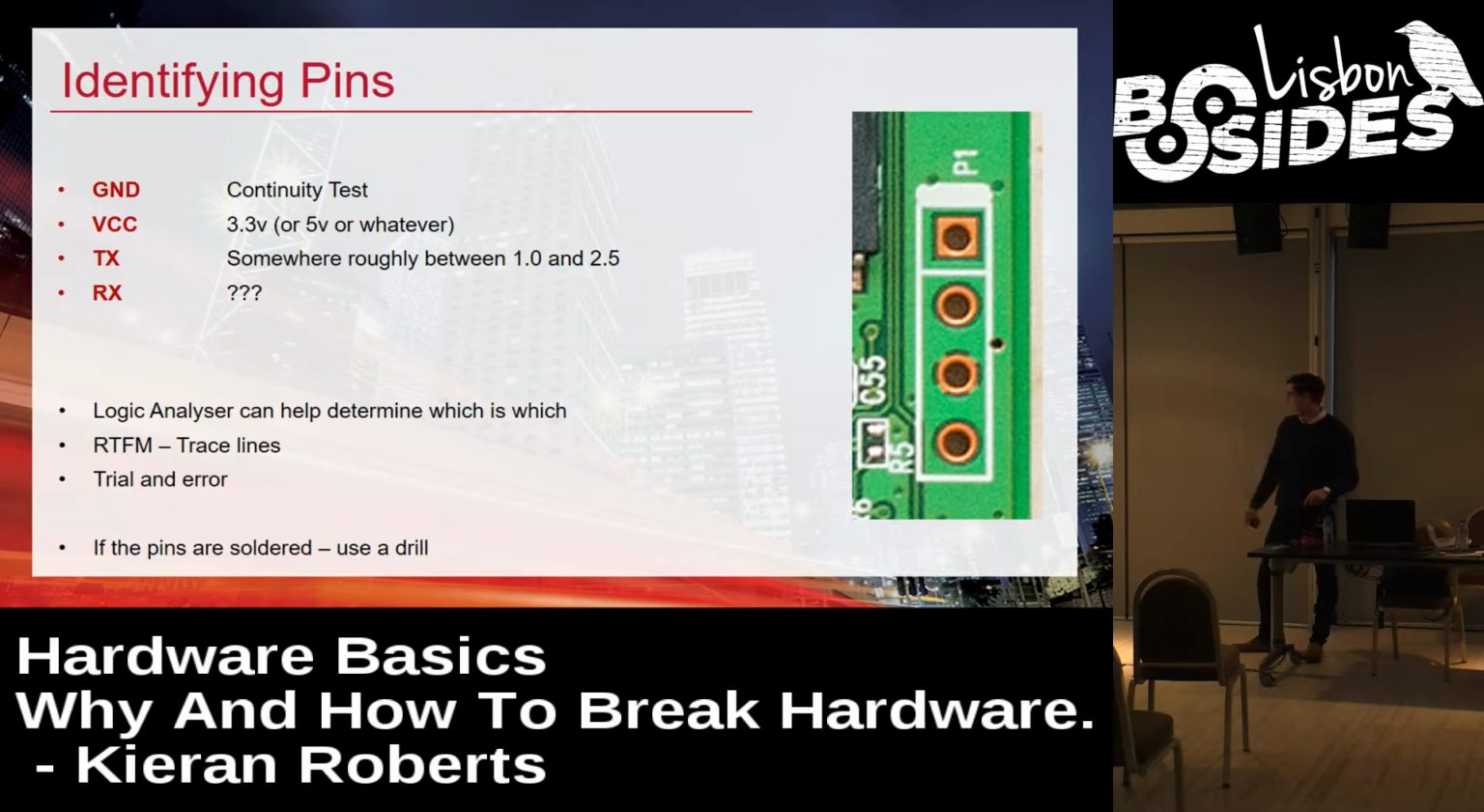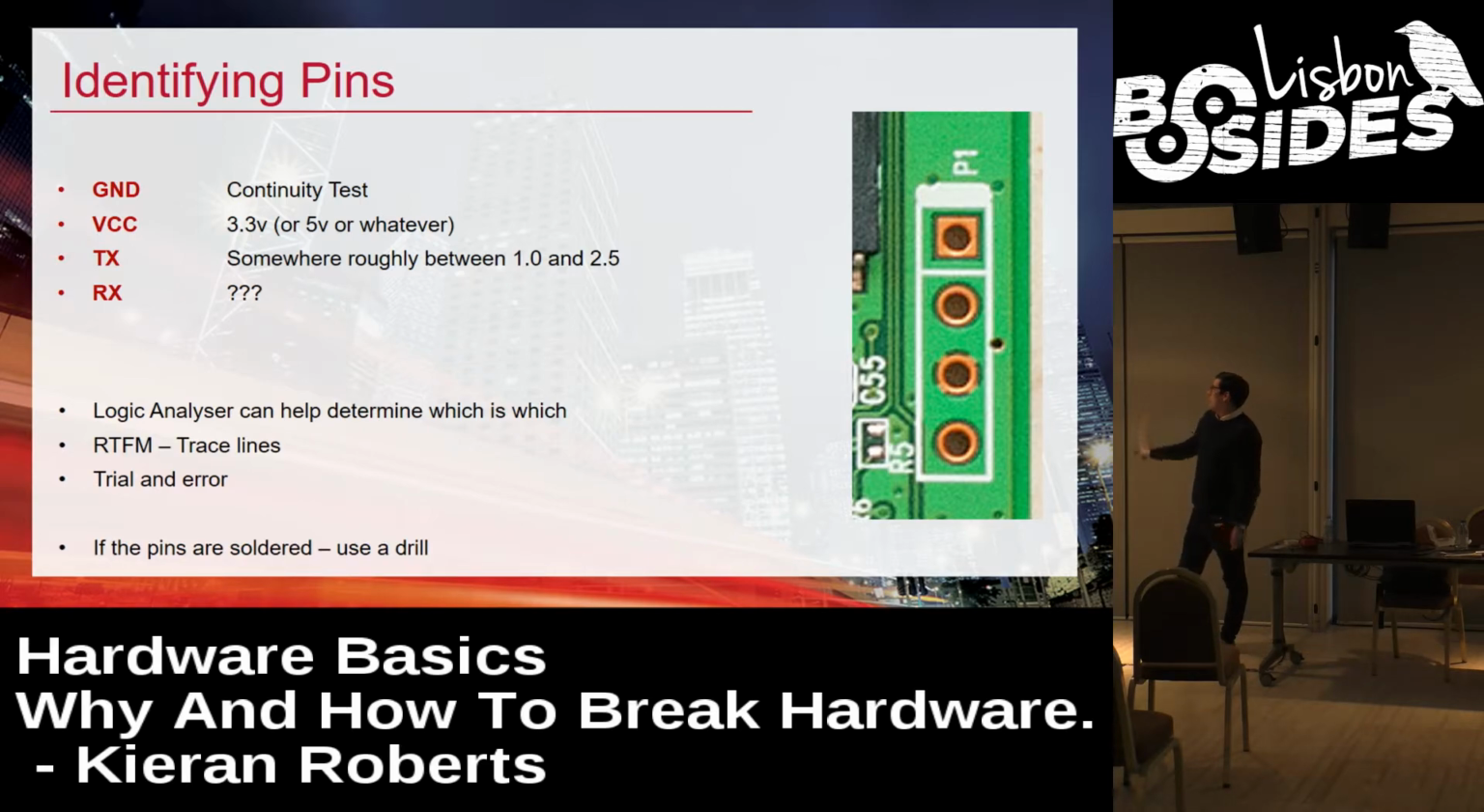But check anyway. Once you've got your ground, you're going to plug the device in and turn it on, and then, using your multimeter on the voltage setting, you're going to put one probe on the ground, either the one you just found or the shield, it doesn't really matter, and you're going to prod the others. Whichever one is running at the voltage of the device is the one you want. So probably 3.3, but it doesn't necessarily have to be.